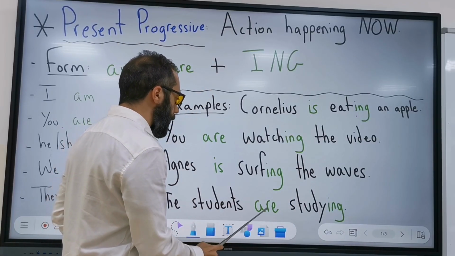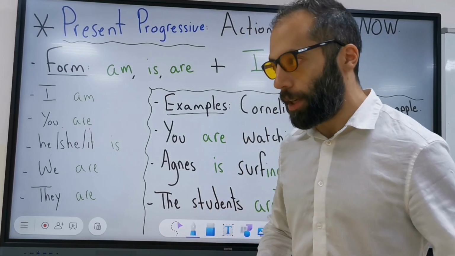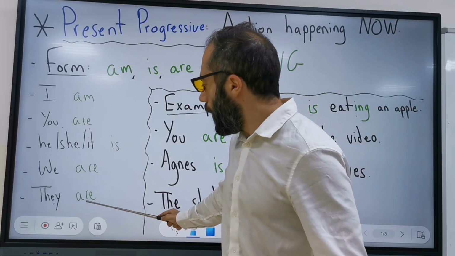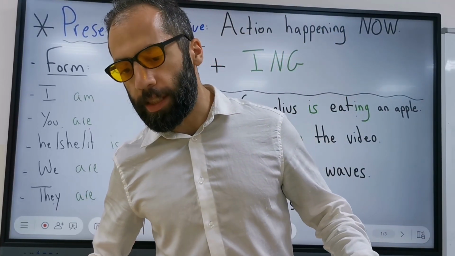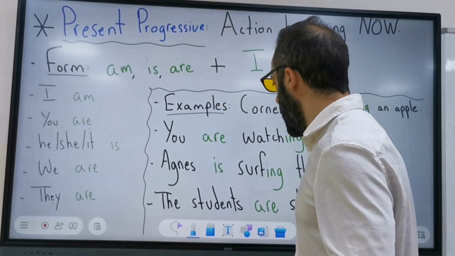The students are studying. Now again, students are actually they. And what do I use with they? Are. That's why I said the students are. Okay, so this is how we can create the present progressive. Let's continue.